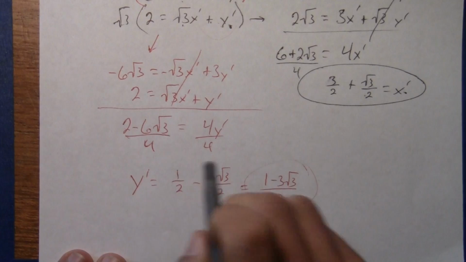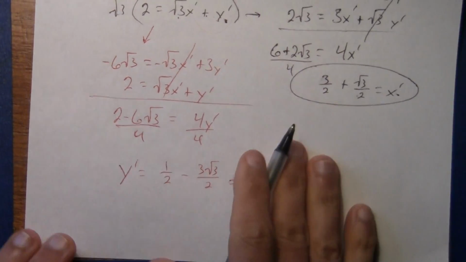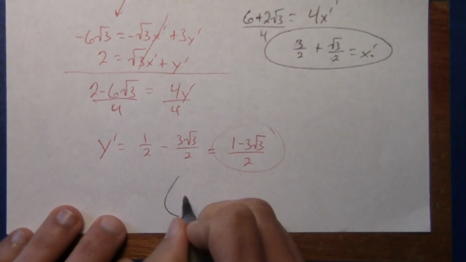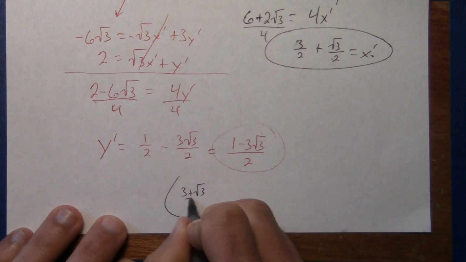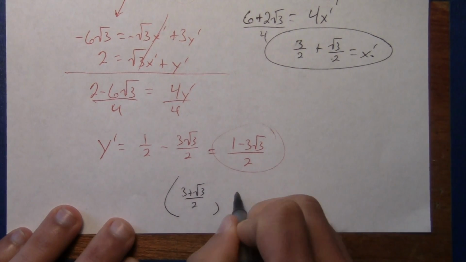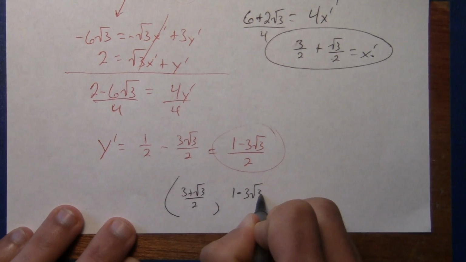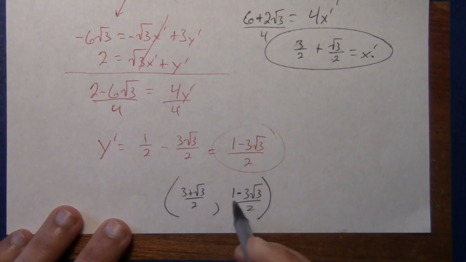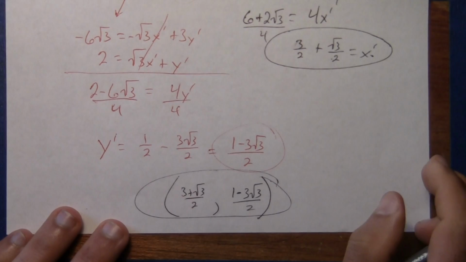And then this is a system of equations. You are trying to find the x, y value on a standard system for this. Well, what that is, it's (3 plus square root of 3 over 2, comma, 1 minus 3 square roots of 3 over 2). And now you've got your point on the rotated axes. So that's what numbers 3 and 5 are looking for.